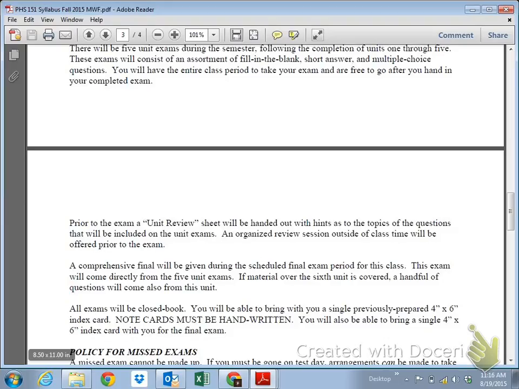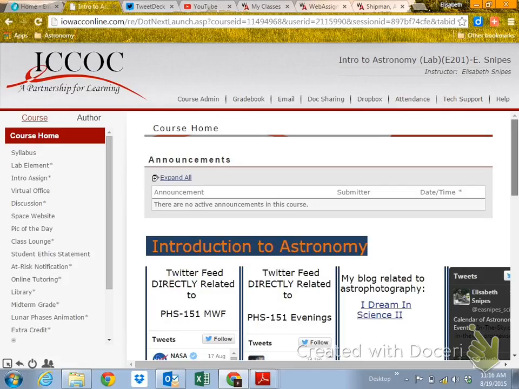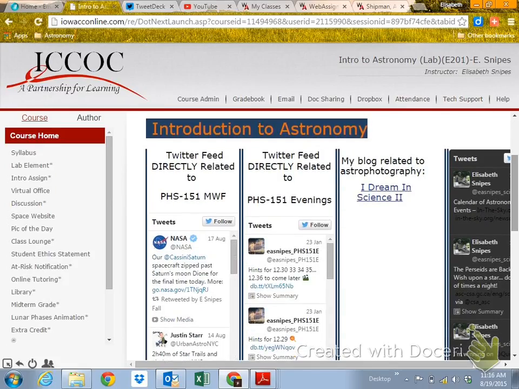Here's what your eCompanion looks like this semester. It's not entirely ready to go, but it's pretty much ready. You see there are 4 columns. This first column is you guys. This column is my night class. This column is miscellaneous, and this column actually is a Twitter feed. These 2 columns are Twitter feeds too.